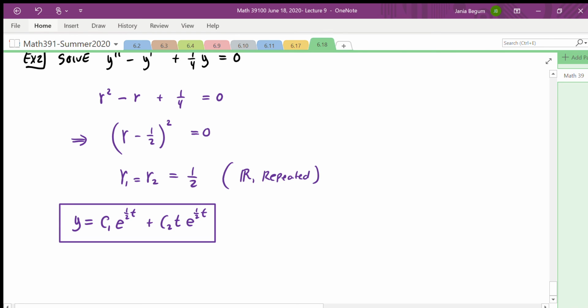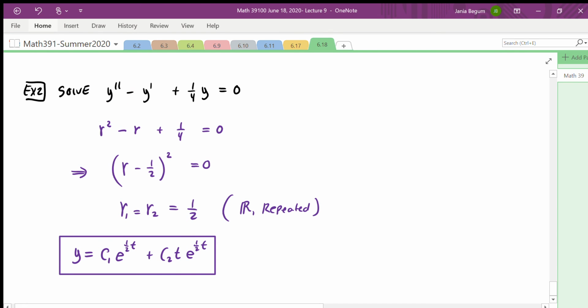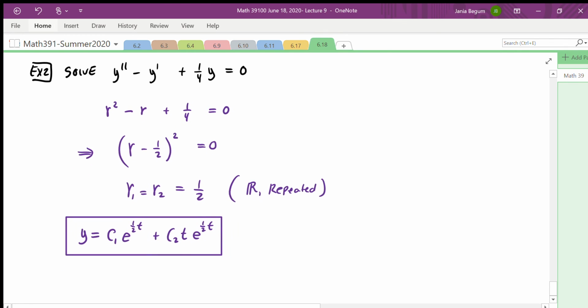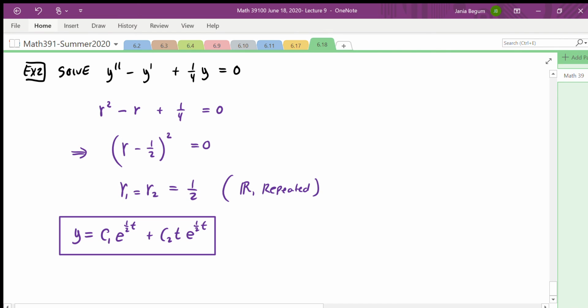Okay, any questions on repeated roots? Okay, so if there are no questions, let me give you another problem where you have to use reduction of order to get to the second solution. Okay, so here is an example.